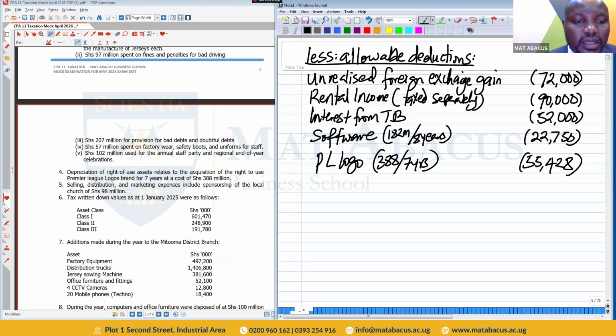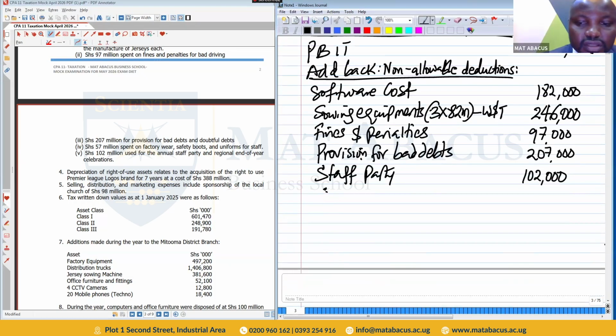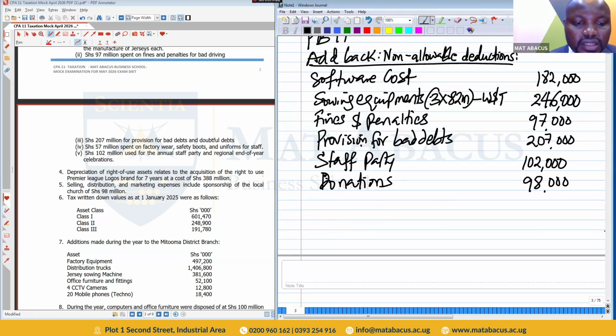We move to the selling, distribution, and marketing expenses, which include sponsorship of a local church of shillings 98 million. Sponsorship, these are donations. Donations are disallowed expenditures. Donations, we disallow 98,000. Tax written down values. So they have given you tax written down values.